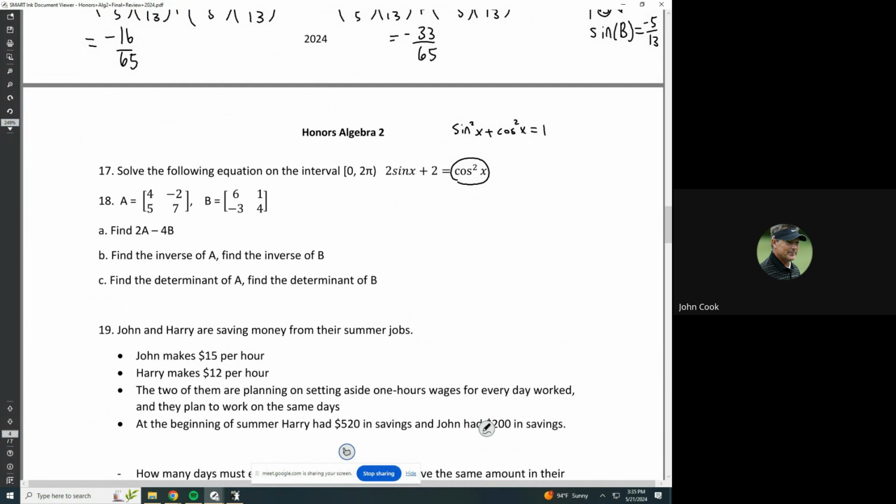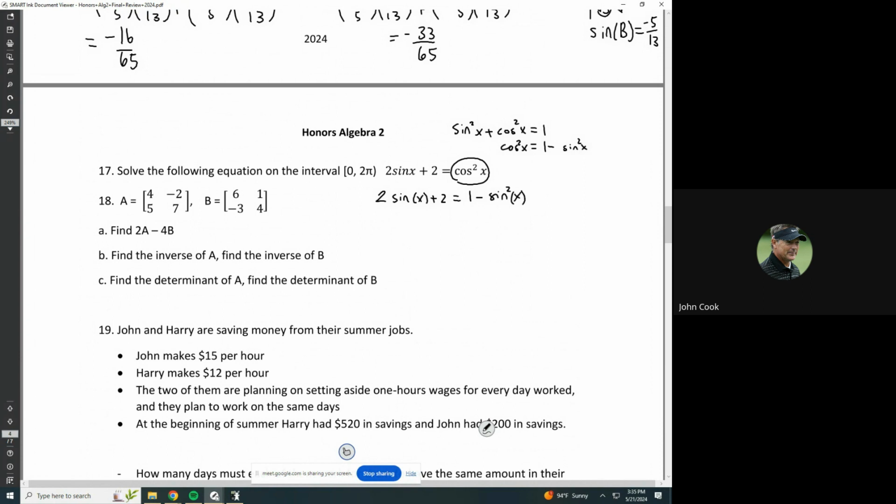So cosine squared is going to be equal to 1 minus sine squared. So that's what I'm going to do. I'm going to plug in 1 minus sine squared for that equation. So I get 2 times the sine of x plus 2 equals, and then that's going to be 1 minus sine squared of x.